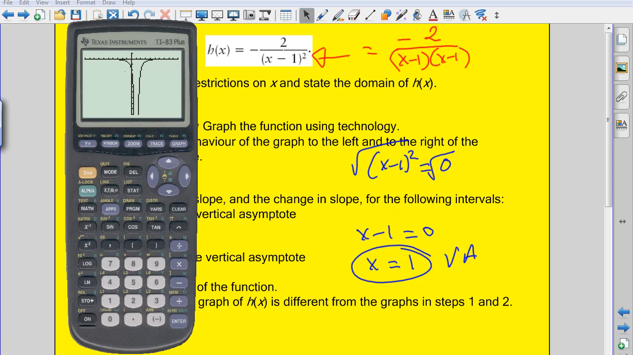So all of those things check out, and we end up with a graph that basically has been reflected over the x-axis, shifted 1 unit to the right, and the little 2 up here actually does something. It's very hard to see, but it does act as a vertical stretch.